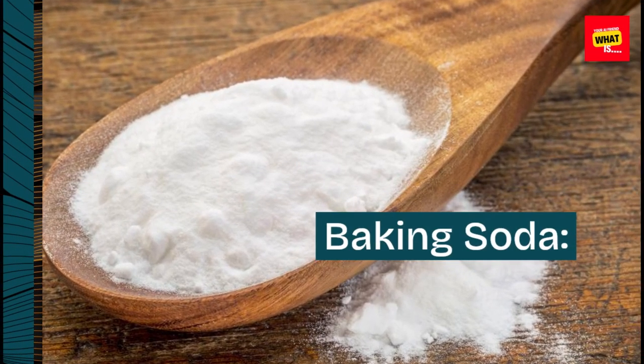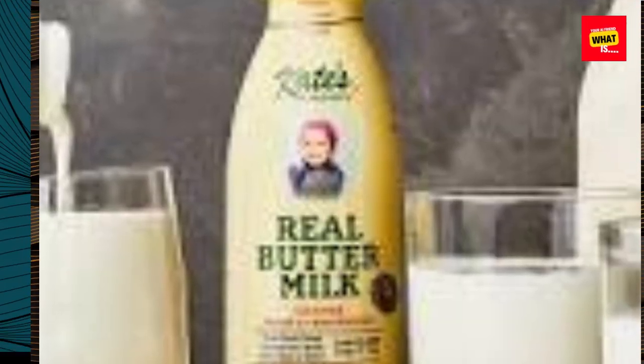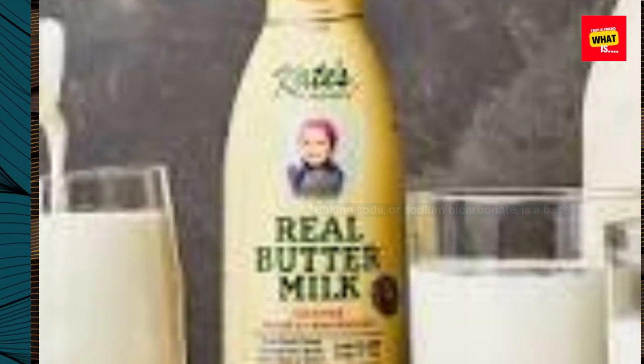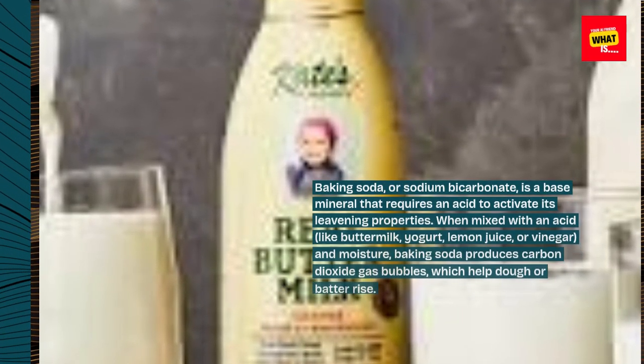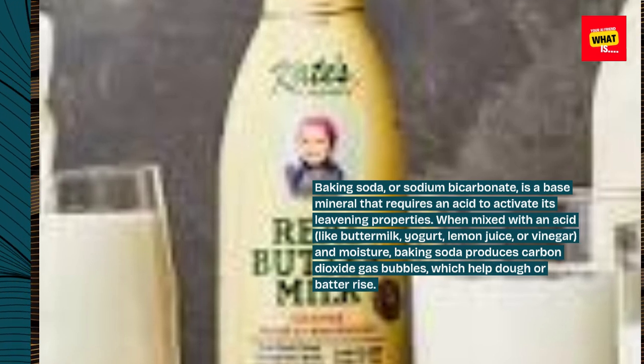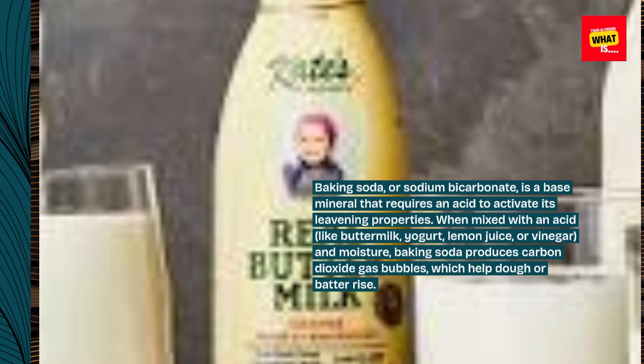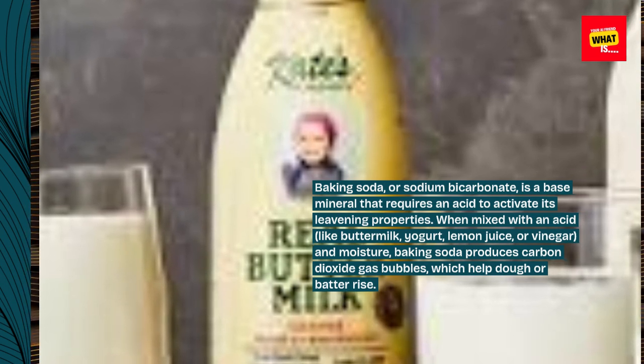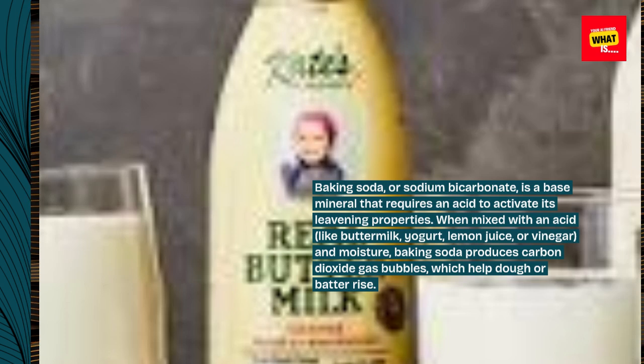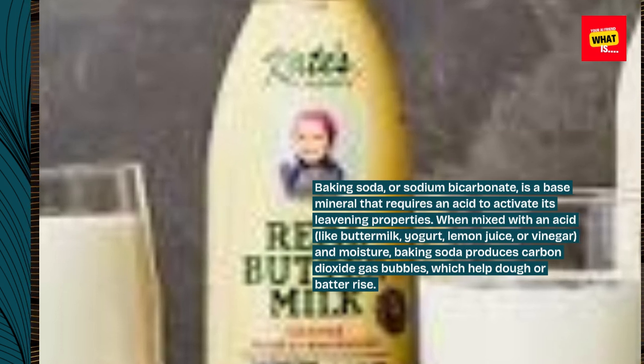Baking soda. Baking soda, or sodium bicarbonate, is a base mineral that requires an acid to activate its leavening properties. When mixed with an acid, like buttermilk, yogurt, lemon juice, or vinegar, and moisture, baking soda produces carbon dioxide gas bubbles, which help dough or batter rise.